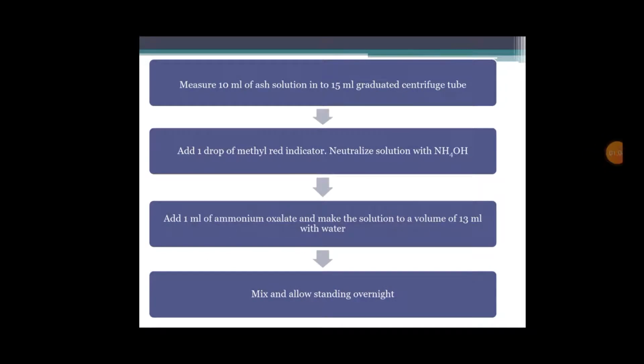Let's move on to the procedure. Measure 10 ml of ash solution, that is mineral solution, in a 15 ml graduated centrifuge tube. In that 10 ml of ash solution, add 1 drop of methyl red indicator and neutralize it with ammonium hydroxide. Later on, add 1 ml of ammonium oxalate and make the solution to a volume of 13 ml using distilled water.